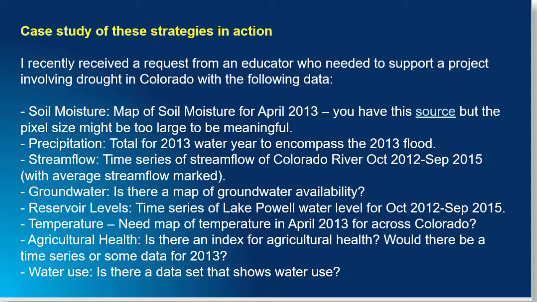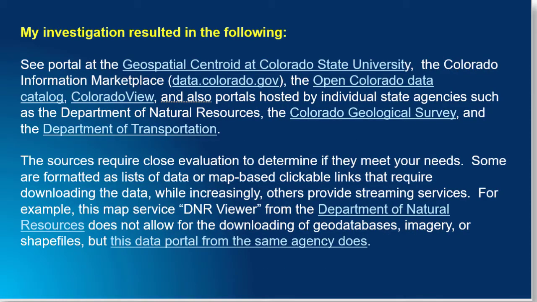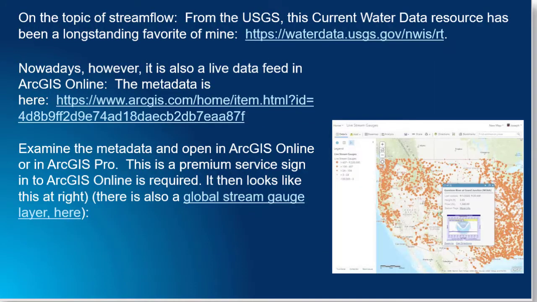So I followed my own advice and went through those stages that I outlined for you a moment ago. And the result of my investigation is as follows. I found the Geospatial Centroid at Colorado State University, the Open Colorado Data Catalog, Colorado View, and also portals from different agencies such as the Department of Natural Resources. Now, they required close evaluation to determine if they met the inquirer's needs, but also there was an example of a DNR viewer from the Department of Natural Resources, which does not allow for the downloading of certain kinds of data sets, but another portal from the same agency does. So you need to do some investigation here and some deep dives.